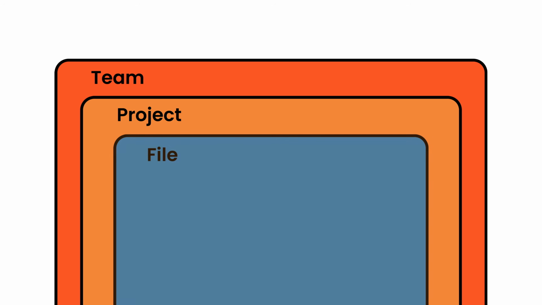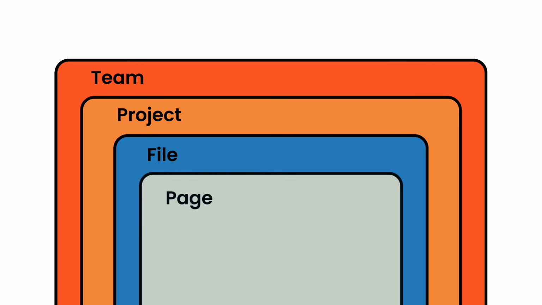Inside a project, you can now have multiple files, either FigJam files or design files. These files are where you would do the actual work. You can further structure them into pages. Let's get back to the real thing.